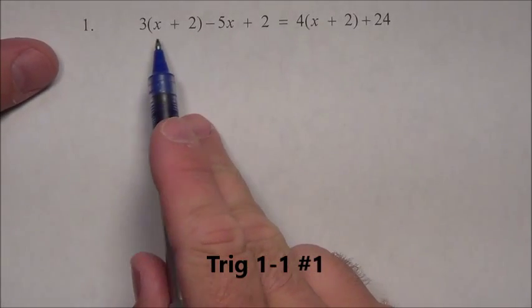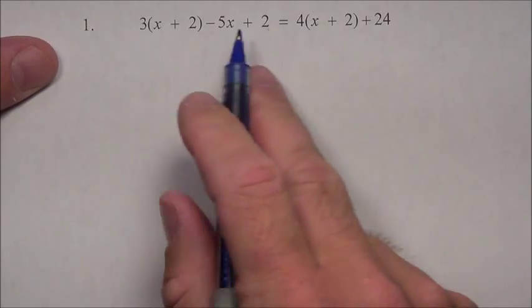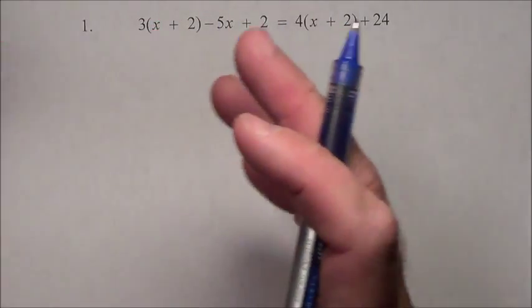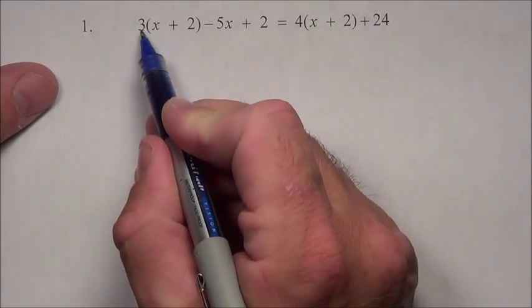Here's problem 1. The first thing we're going to want to do is distribute through. Now here's my equal. I can't move anything yet. I'm just going to take care of trying to get everything combined first, and then we start moving. So let's just distribute the 3 through first.